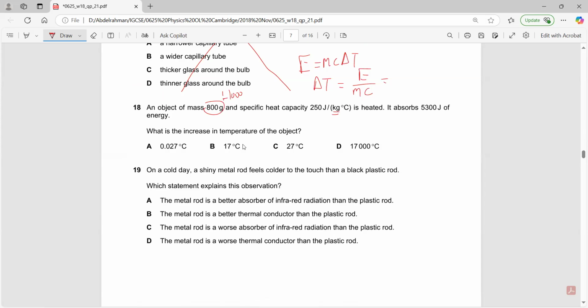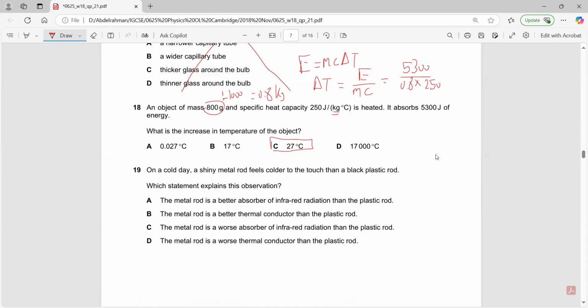So this is 0.8 kilograms. 5,300 joules divided by 0.8 times 250. This would give you a final answer of around 27 degrees Celsius.